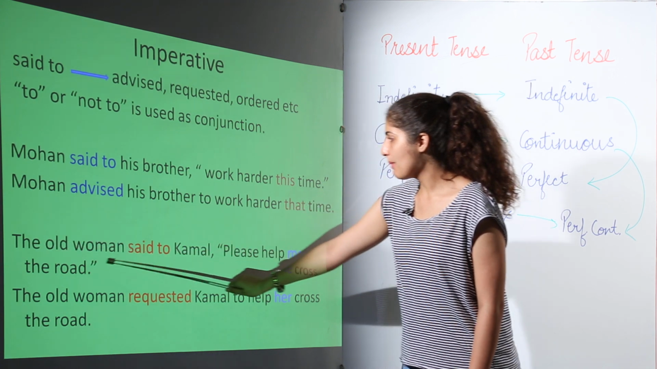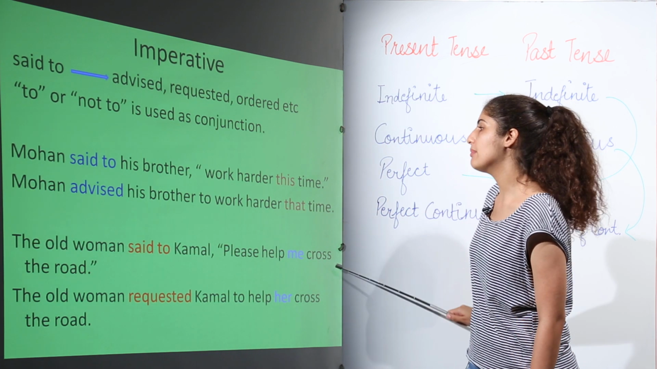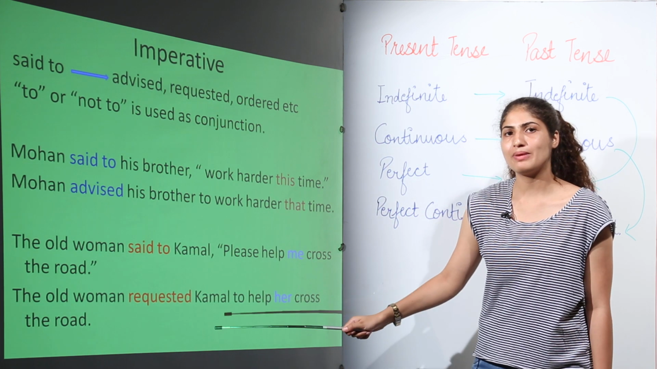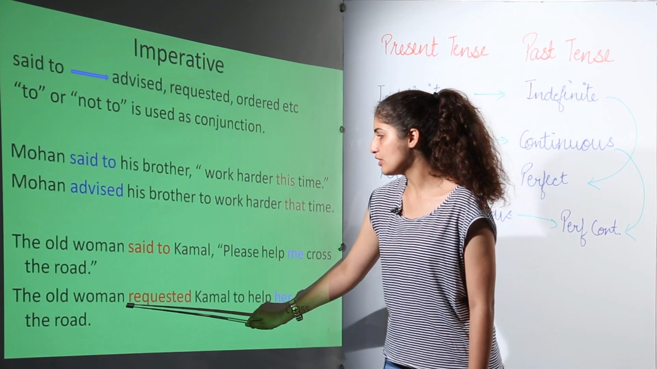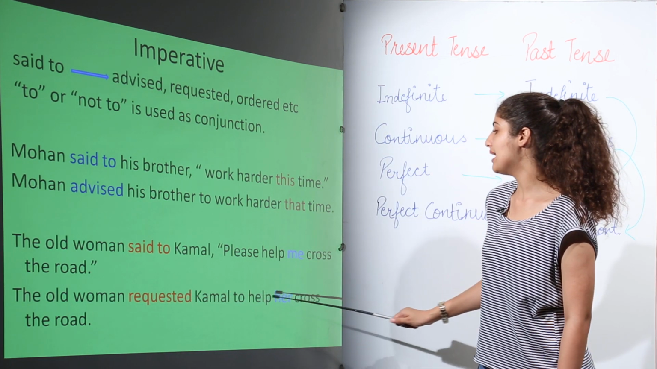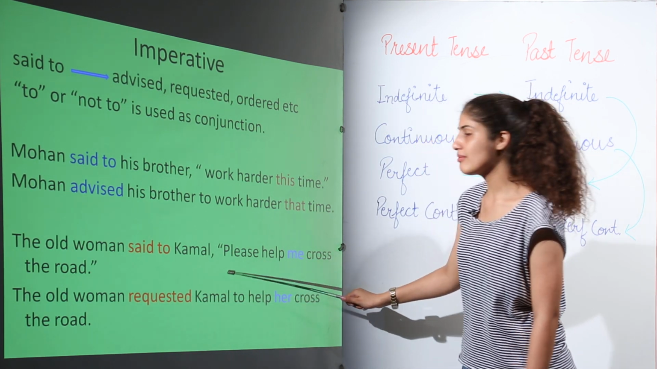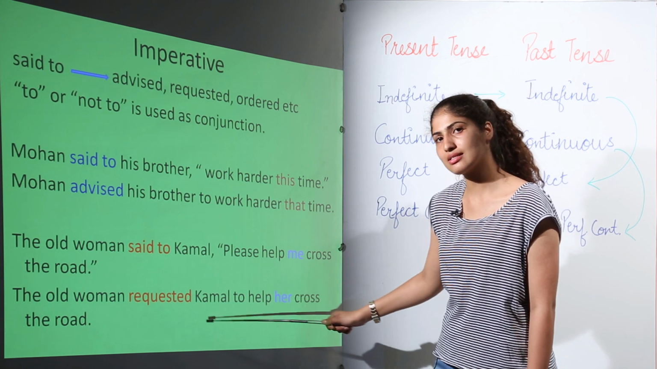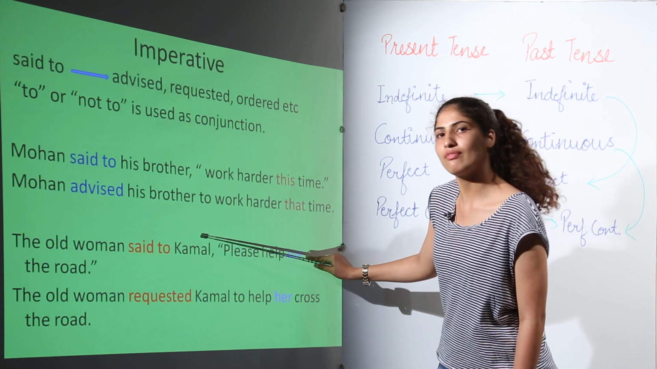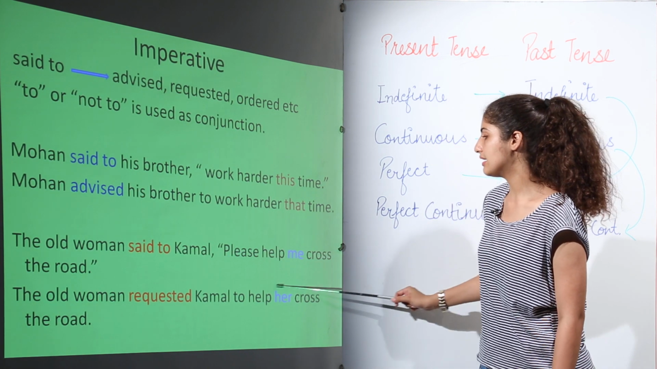Next is the old man said to Kamal, please help me cross the road. Now basically the old man is requesting, so we'll use the word requested here. The old man requested Kamal to help her cross the road. Now since we are changing it into indirect speech, we cannot use the word me, which was used in reference to the old man. Now we'll refer to it as her.